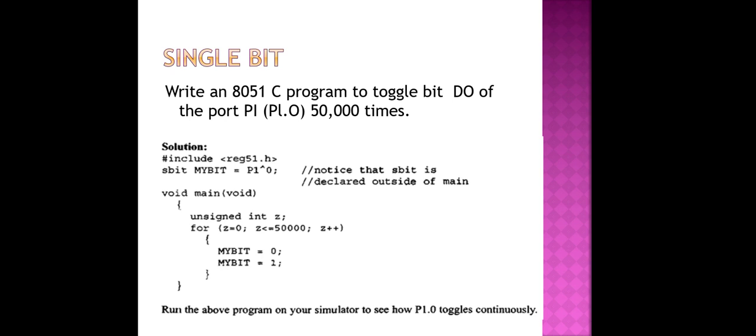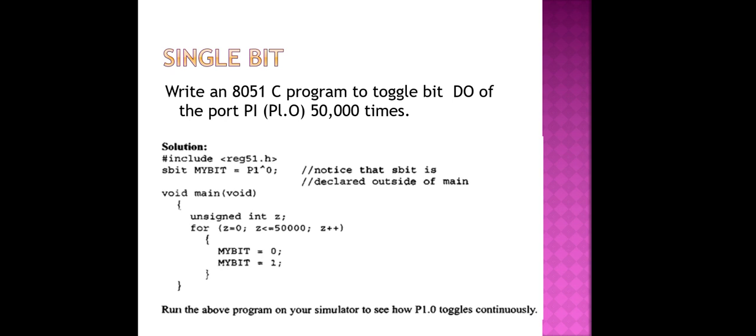First, #include <reg51.h>, sbit MYBIT = P1^0. This is the sbit, that is the single bit. This sbit is the single bit used in the toggle programming to send the value to P1.0. Then the main program starts, void main(void), opening curly bracket, first condition unsigned int Z.